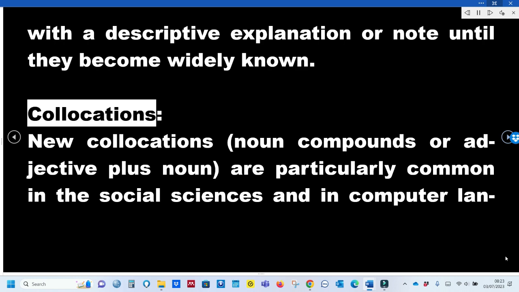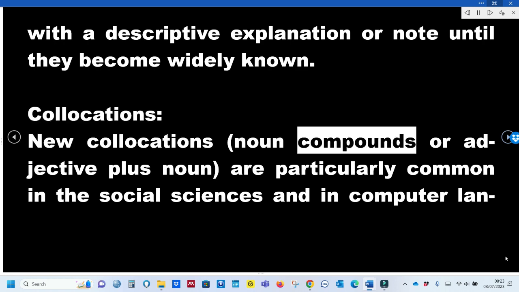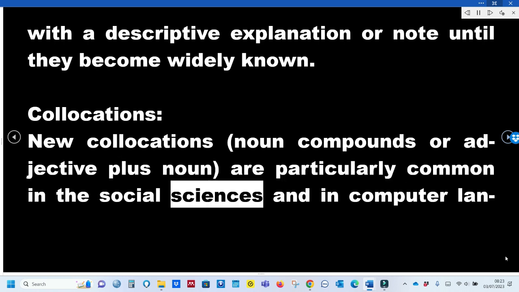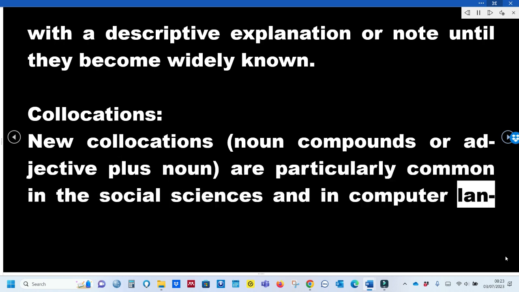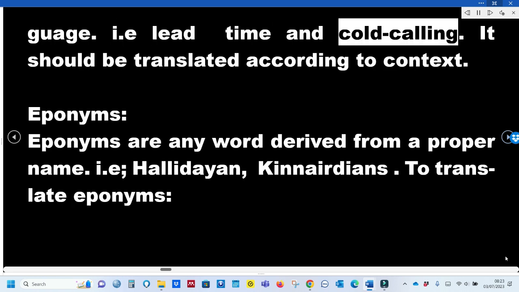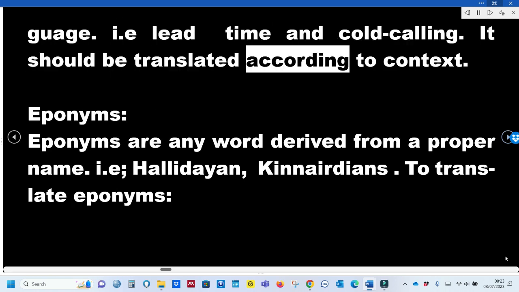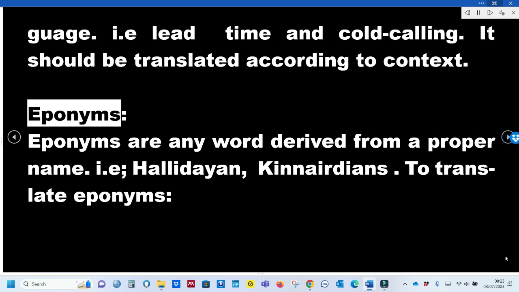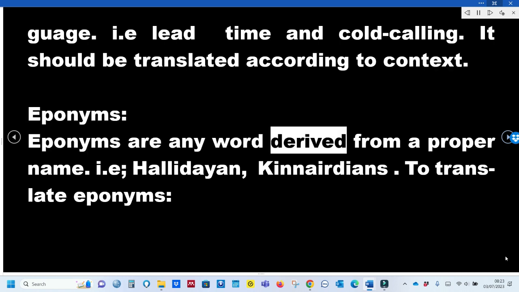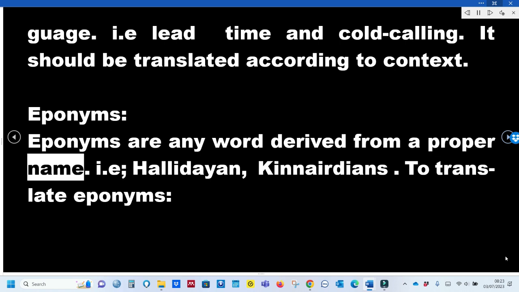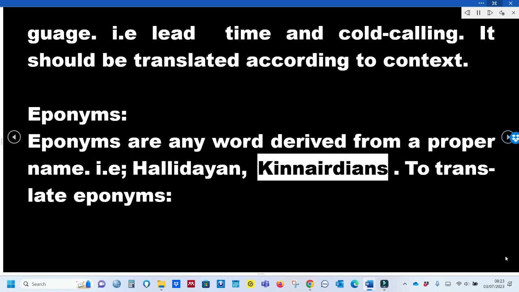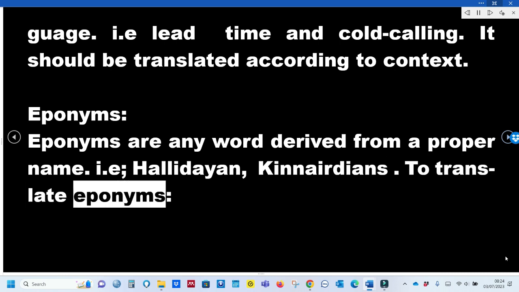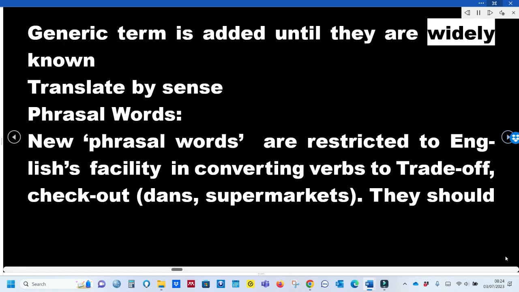Collocations. New collocations, noun compounds or adjective plus noun, are particularly common in the social sciences and in computer language. For example, lead time and cold calling. It should be translated according to context. Eponyms. Eponyms are any word derived from a proper name. For example, Hallidayan, Canadians. To translate eponyms, a generic term is added until they are widely known.